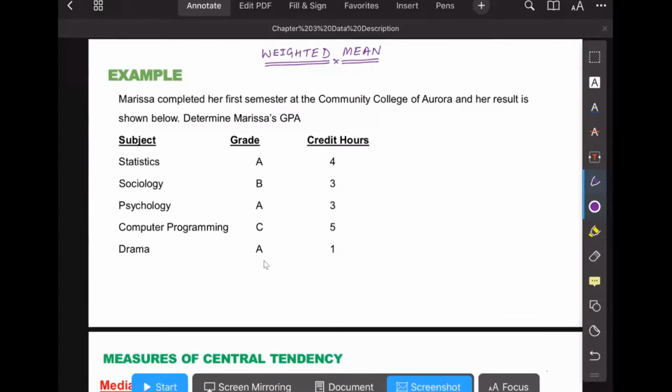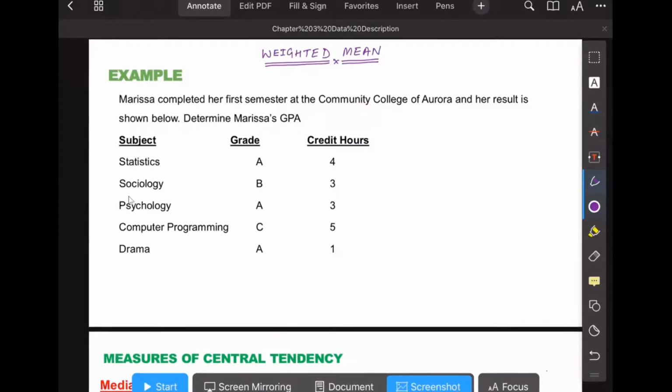So here we are going to start with the weighted mean. That is the last part of the mean that we are working on. Let's start with the example. In this example, they say Marisha completed her first semester at Community College of Aurora, and her result is shown below. We have to determine GPA, the grade point average.